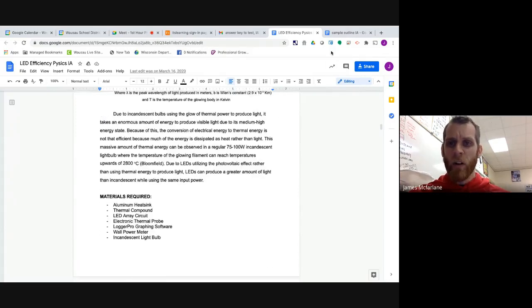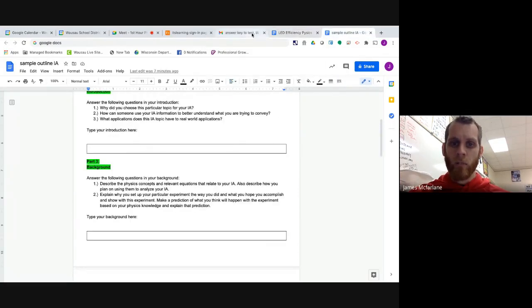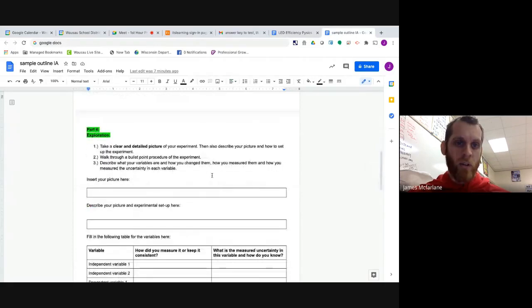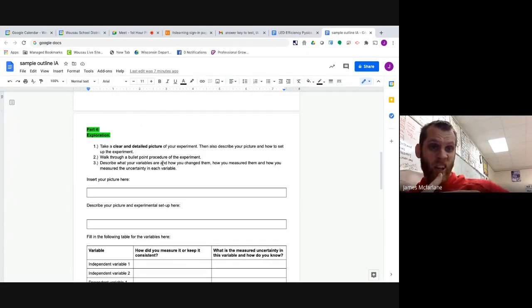Then the next part is the actual experimental setup, the exploration. For the exploration, what you need to do is explain what you did in the experiment, so that it's like a cookbook.